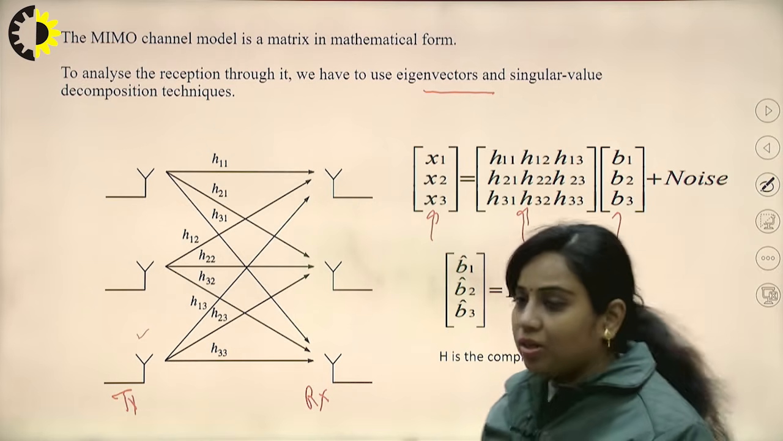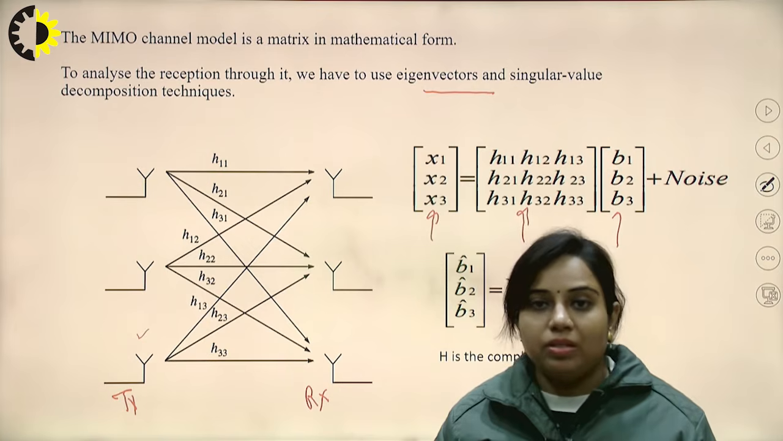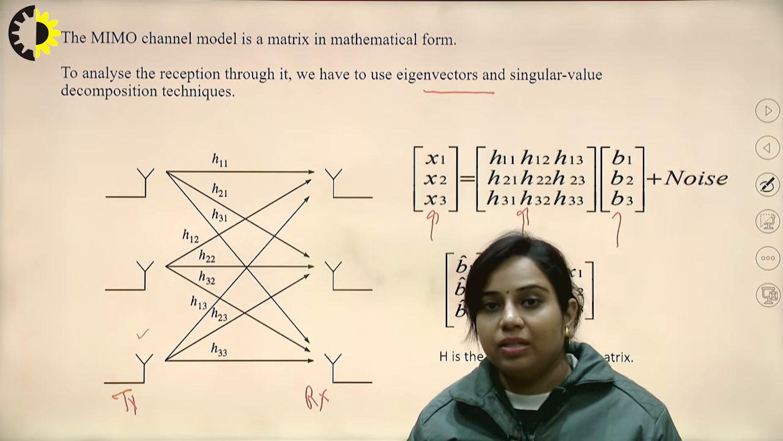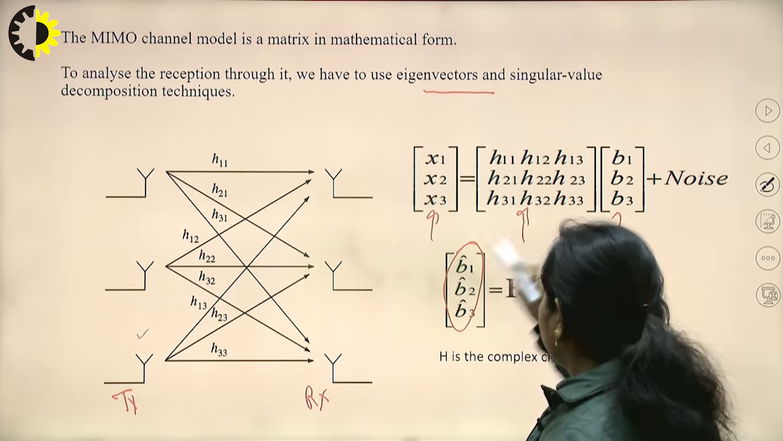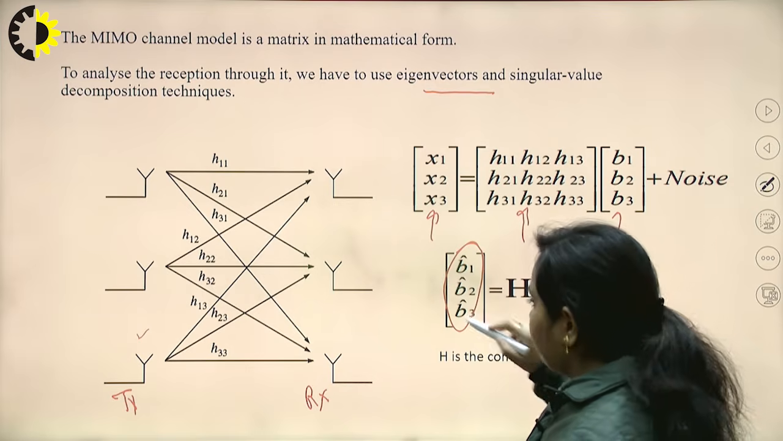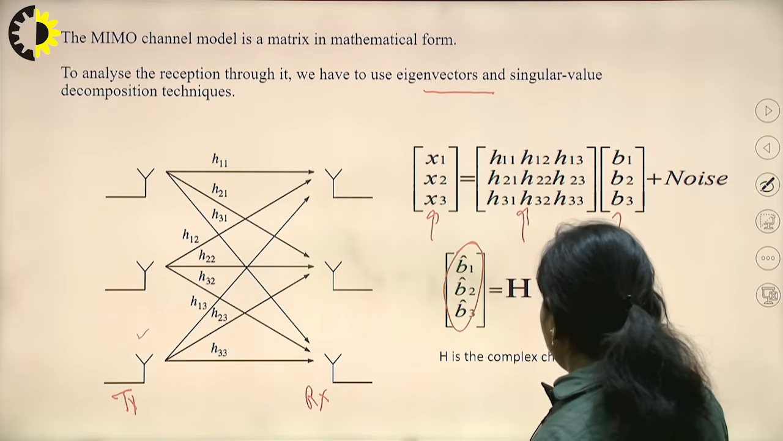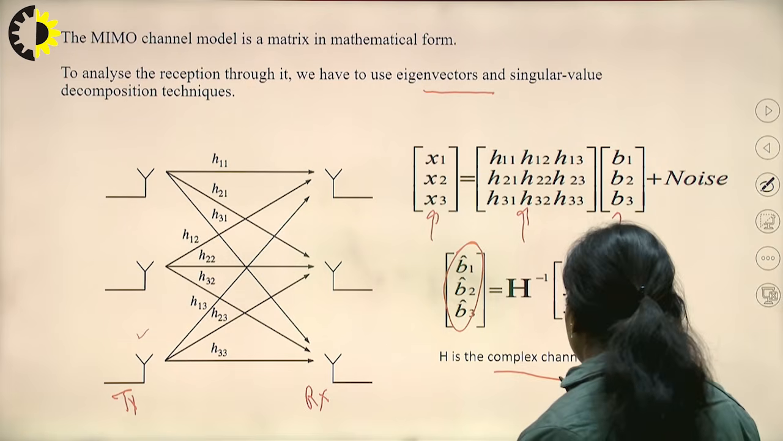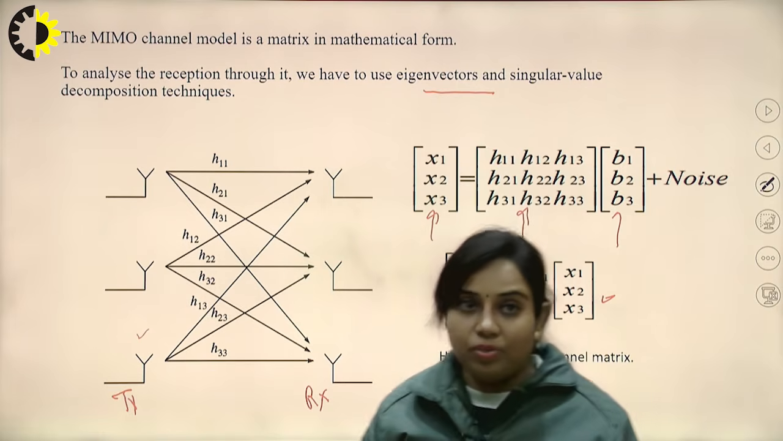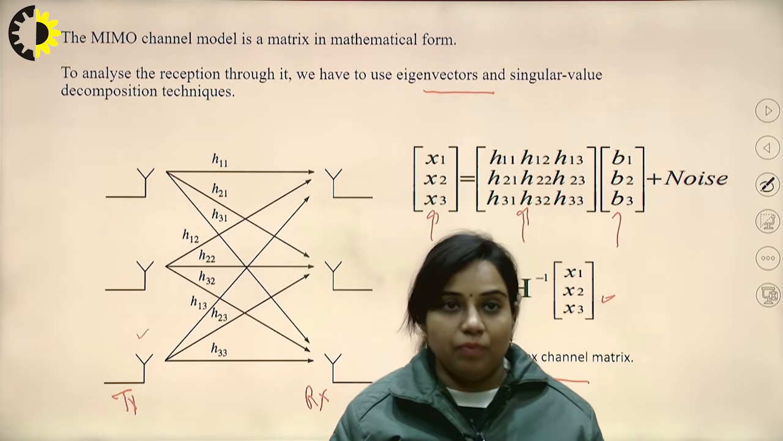Like this is related to the weight functions plus noise that is going to affect the signal at the channel. Now the approximated value of these B1, B2, B3 parameters is considered, and then we can calculate this through the H inverse matrix. So H is the complex channel matrix. So this is about the spatial MIMO.